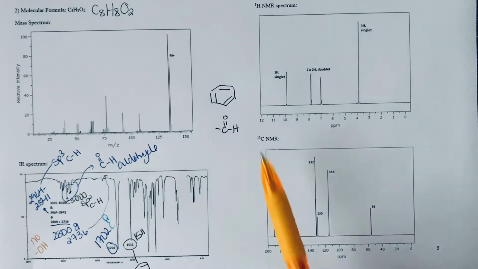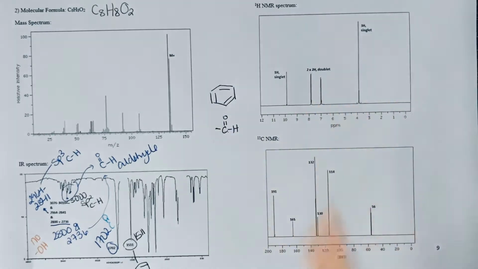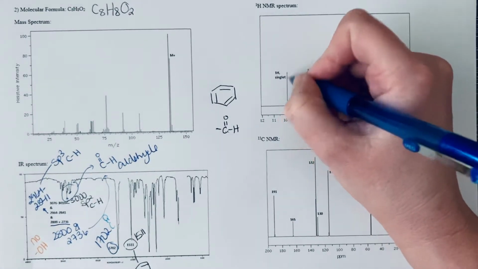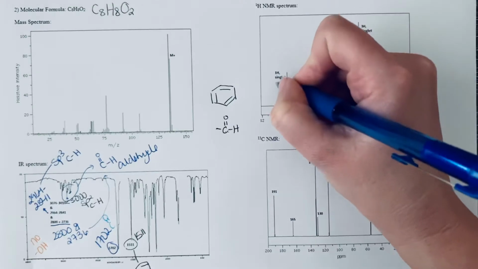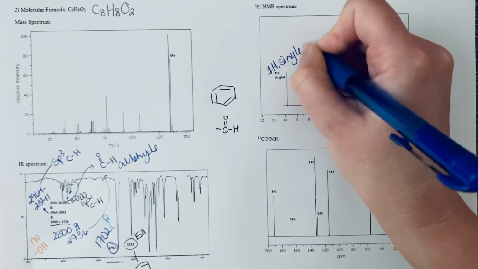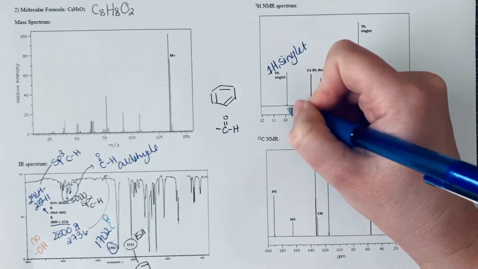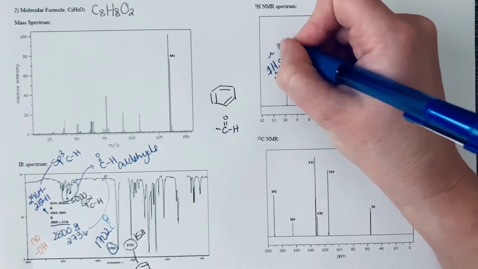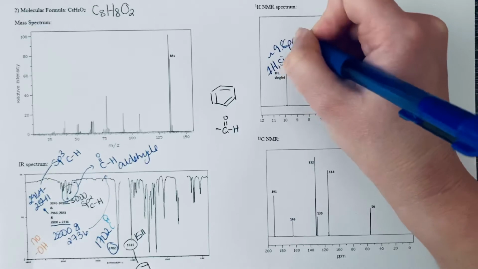So now that we've got these 2 functional groups, maybe we can go to the proton NMR spectrum and see where our hydrogens are and then see where our carbons are as well. So we see this 1 hydrogen singlet. In case we can't read that because it is kind of small, that one hydrogen singlet looks like it's at approximately 9.8 ppm.